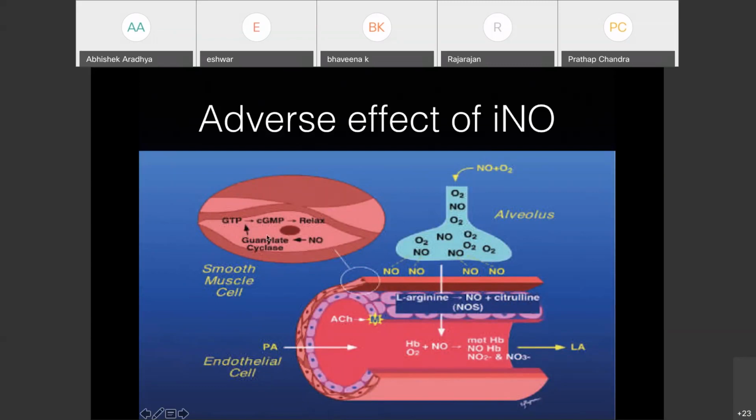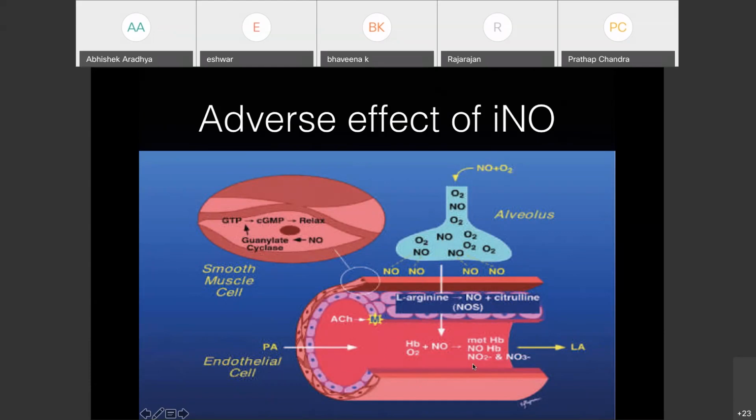With the help of guanylate cyclase, it converts your GTP into cyclic GMP, which helps in the relaxation of smooth muscles. But on the other hand, here on the right side, this is the alveolus, and you're giving nitric oxide, which being a lipophilic agent nicely diffuses into the endothelial cell. What happens here? It meets its friend, hemoglobin. Hemoglobin is the one which carries your oxygen to all the parts of the body.